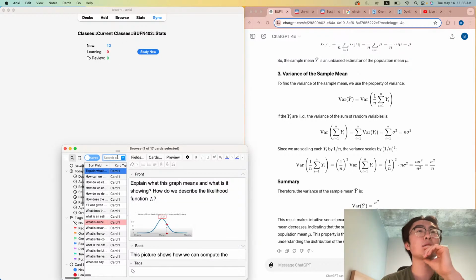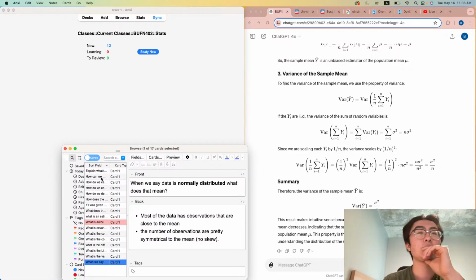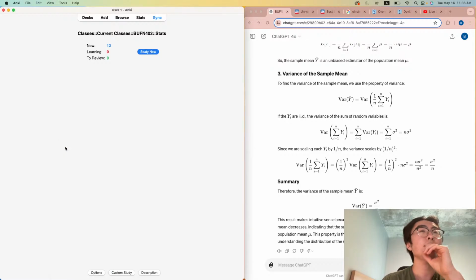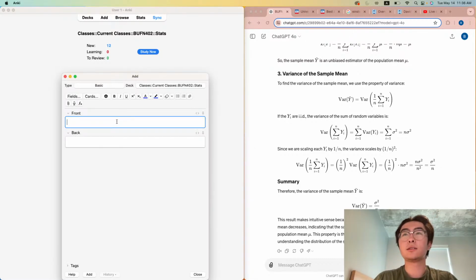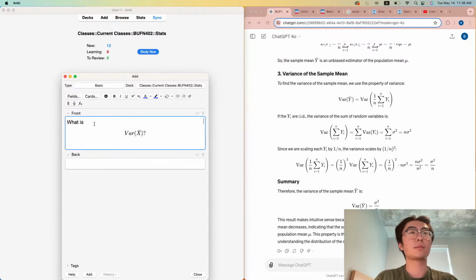Alright, browse. So this is all okay. Add. What is the variance of bar x? Actually, let me see.